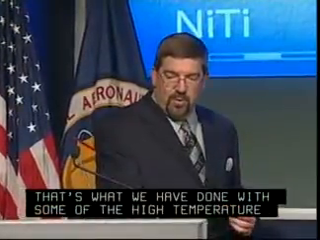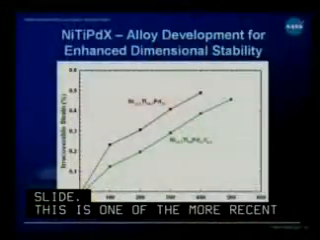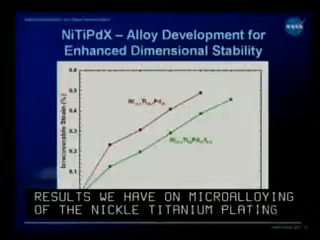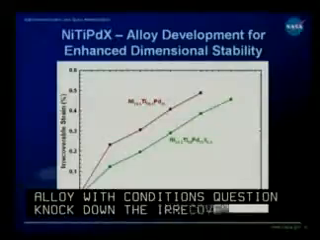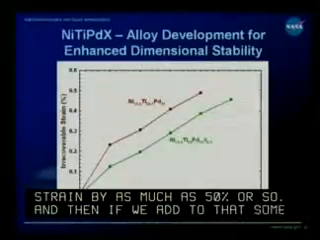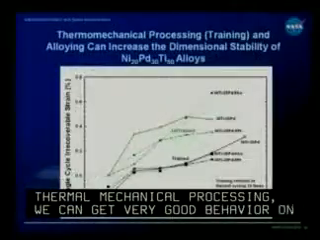This is one of the more recent results we have on microalloying of the nickel, titanium, palladium alloys. With very small alloying additions, we can go ahead and knock down the irrecoverable strain by as much as 50% or so. And then if we add to that some thermomechanical processing, we can get very good behavior on these materials. I'll demonstrate that with the next slide. This is some earlier work that we did.